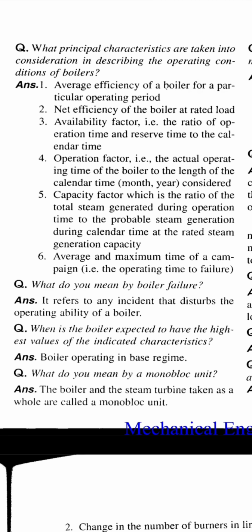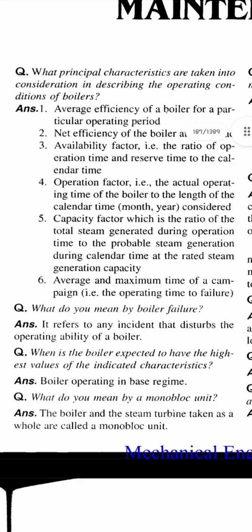Sixth one, average and maximum time of campaign means the operating time to failure. Question, what do you mean by boiler failure? Answer, it refers to any incident that disturbs the operating ability of a boiler. Question, when is the boiler expected to have the highest values of the indicated characteristics? Answer, boiler operating in base regime.